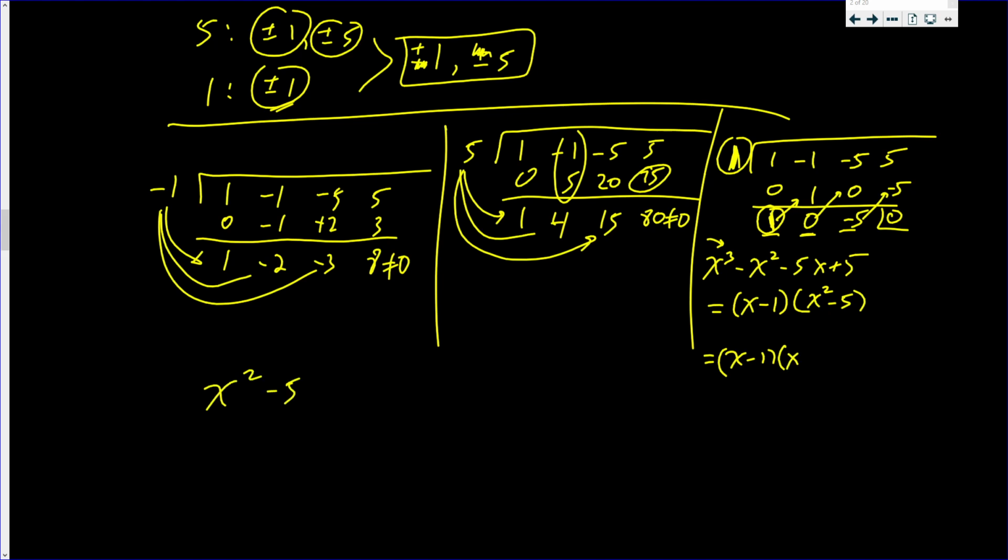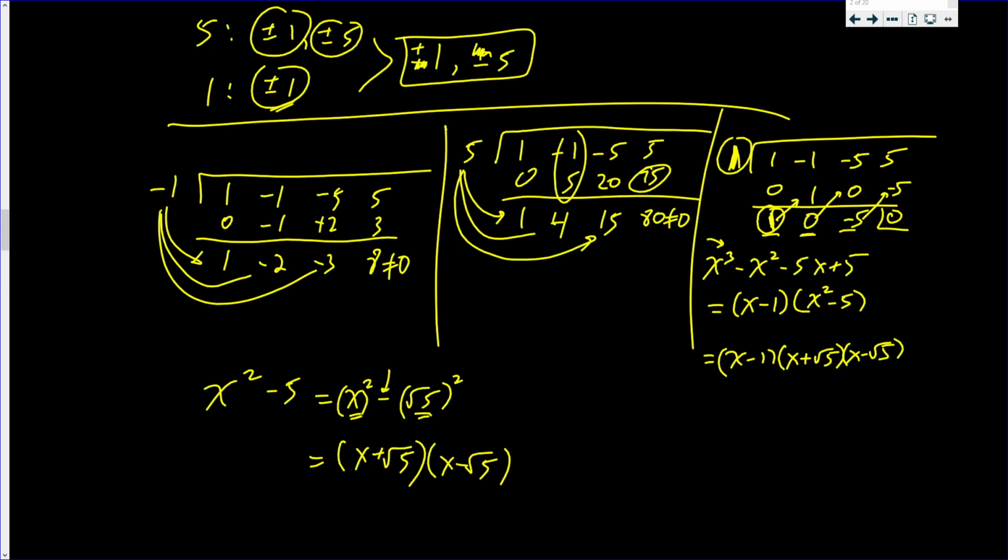Now, this is equal to x minus 1 times, let's do this over here, x squared minus 5, which is x squared minus the square root of 5 squared. This is the difference of things being squared. x is being squared, square root of 5 is being squared. I write down the two things being squared in brackets 2 times. One gets a plus, one gets a minus.